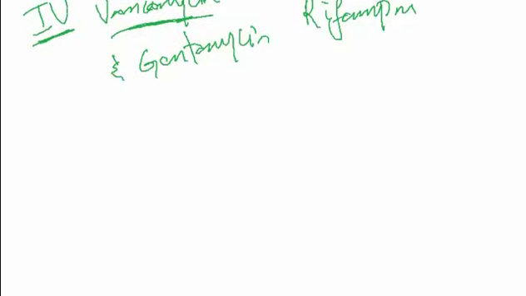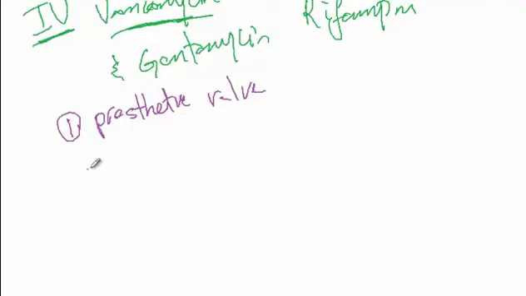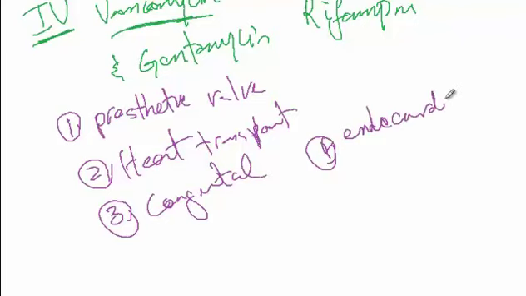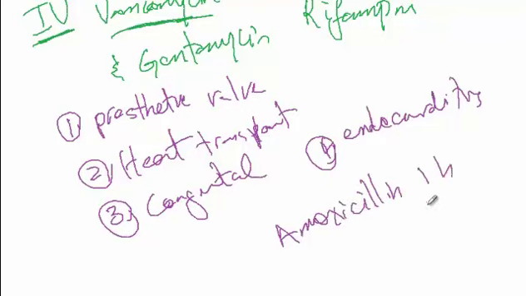Now, as for dental procedures, if a patient has a prosthetic heart valve, heart transplant, a congenital uncorrected heart defect, or previous episode of endocarditis, then you should provide prophylaxis treatment with amoxicillin 1 hour prior to the procedure. So not during the procedure, not after the procedure, 1 hour prior to the procedure.